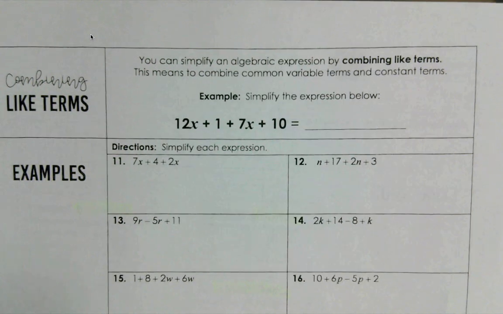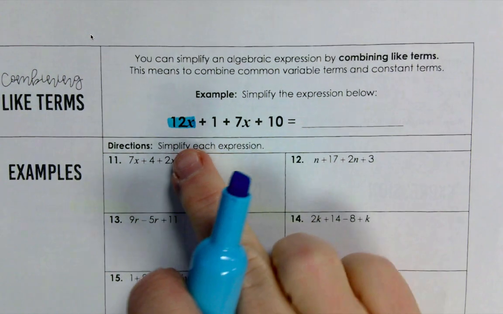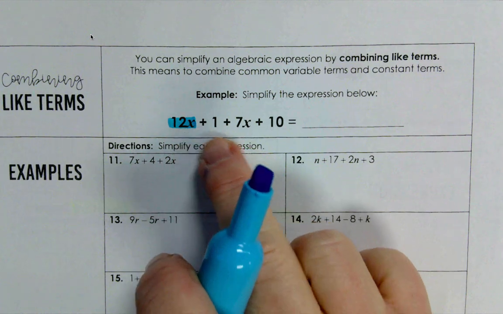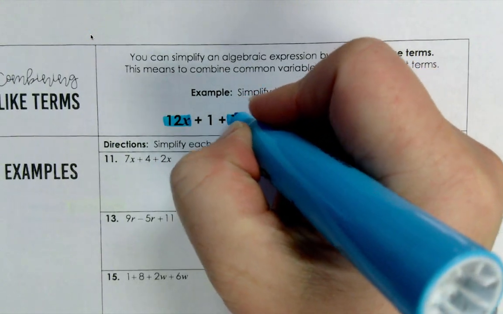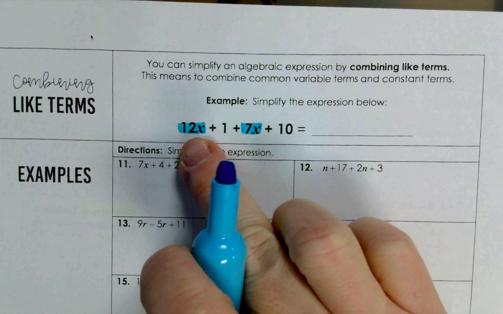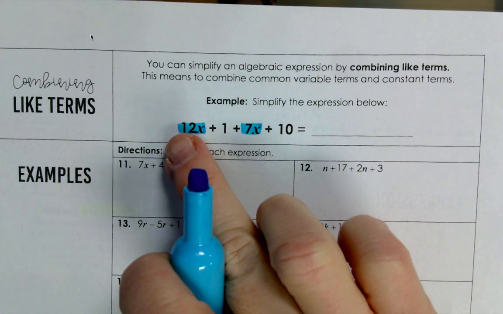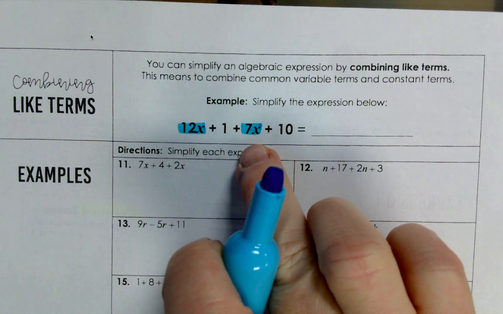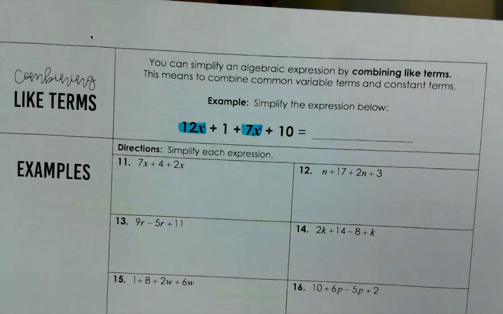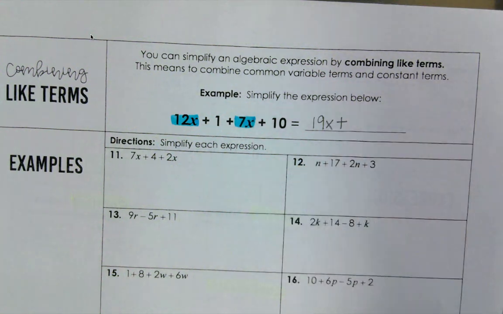So the first term in my expression is 12x. I'm going to highlight 12x, okay? Now I'm going to look for another term that has a variable x, and that's 7x. Now remember, my variable x, the value, let's say it's the same. Whatever x is with my 12 is going to be the same value with my 7. So we can combine those. We have 12x's and 7x's, okay? And 12 plus 7 is 19. So I can say I have 19x plus, okay?